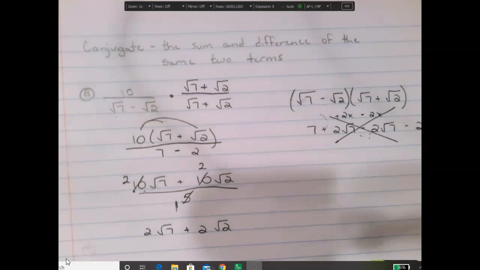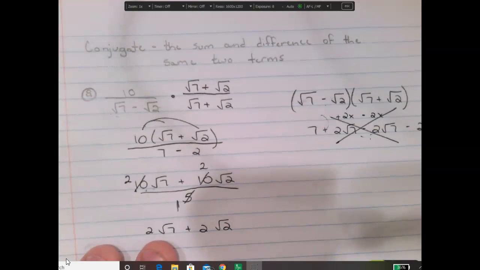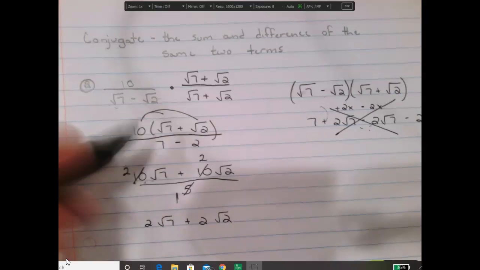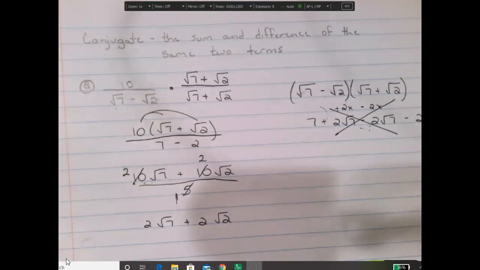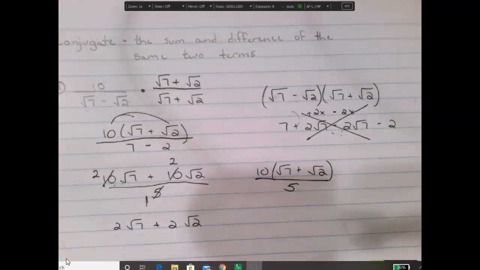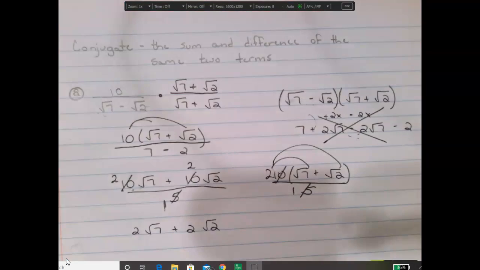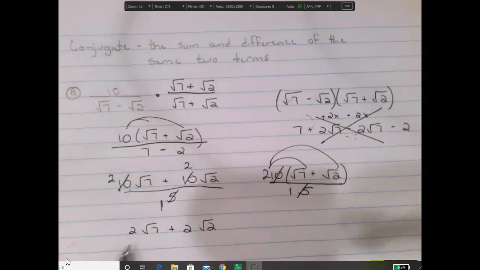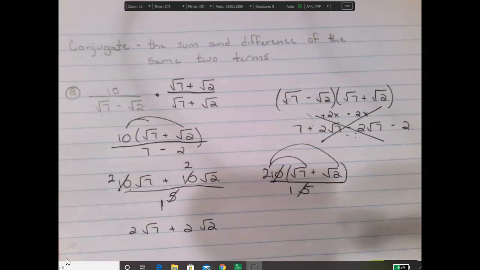Another way of maybe seeing this, how I got the 2 in front, leave your numerator the way it is here. So have 10. On this step here, you could have done, guys, 10 times the quantity radical 7 plus radical 2 and put it over 5. And then say, okay, 10 divided by 5 is 2 over 1, and then distribute that 2 in. And when you distribute the 2 in, that's how you end up with 2 radical 7 plus 2 radical 2.